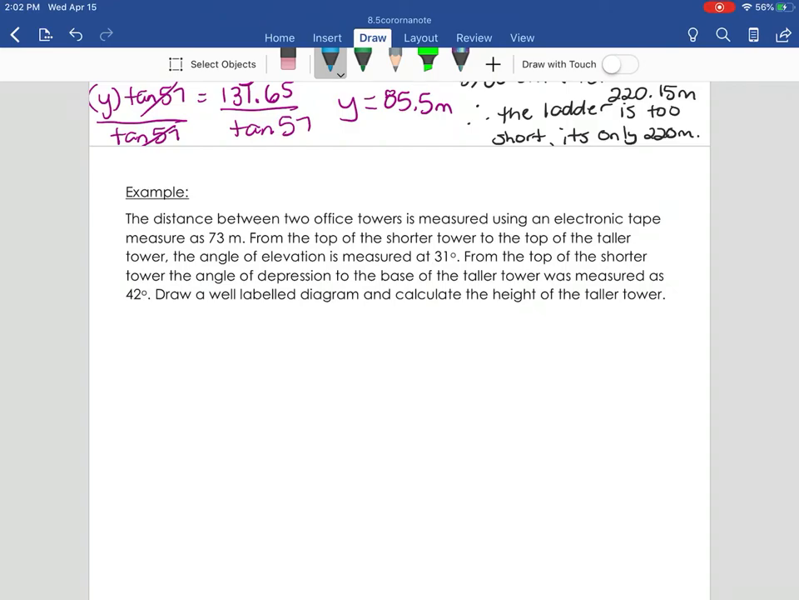The distance between two office towers is measured using an electronic tape measure and is 73 meters from the top of the shorter tower to the top of the taller tower. Okay, so if you like to draw your diagram as you go, now you know we have a shorter tower and we have a taller tower. It doesn't really matter. Draw a tall tower, draw a short tower, and it says the distance between them is 73 meters.